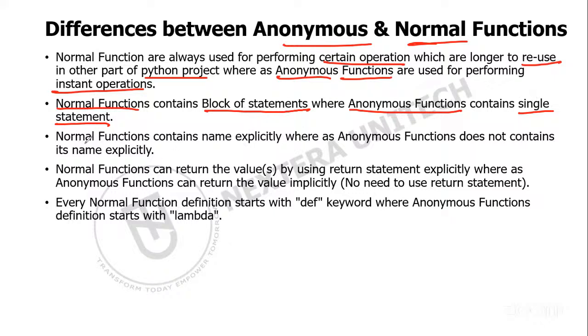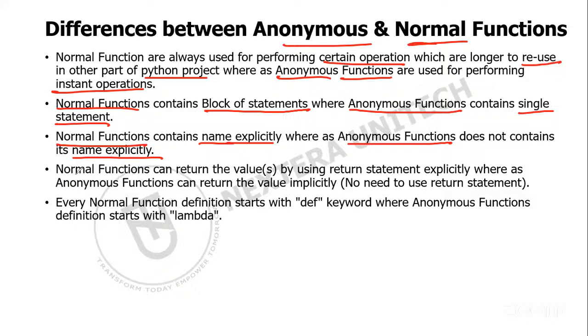Then the other difference, coming to the third point, a normal function contains a name: def keyword followed by function name. So explicitly, the user has to come up with a name for a normal function. But anonymous function, is there any name? Do you observe any name in the syntax? No. Explicitly, there is no name given to the anonymous functions. That is why the variable name acts as the function name.